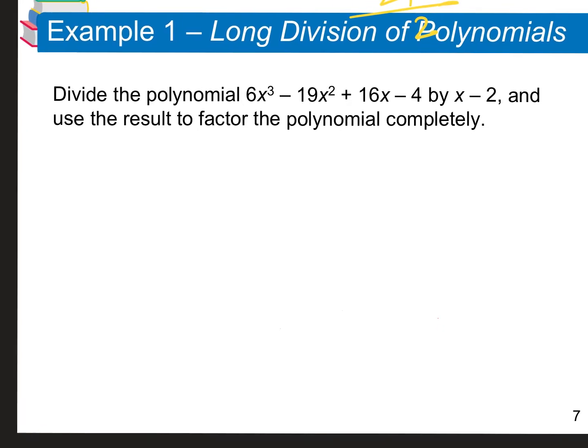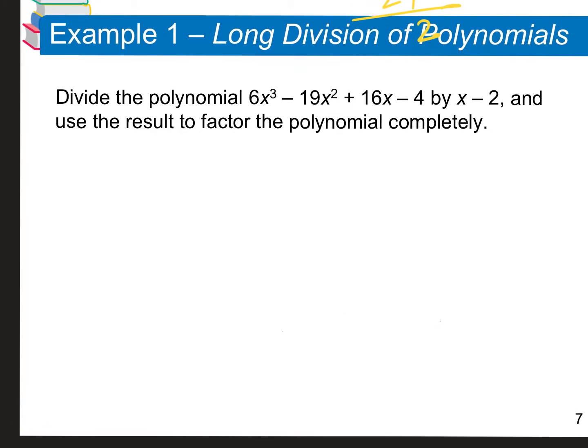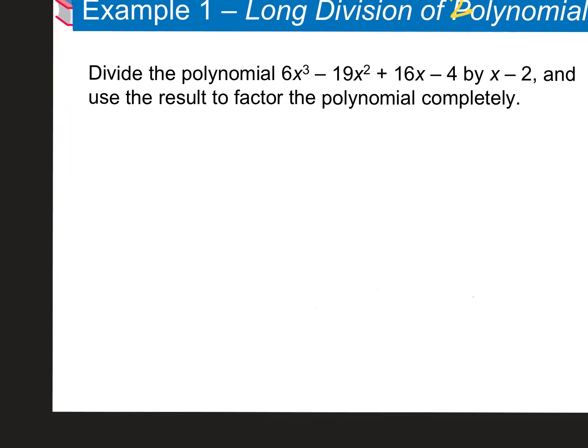So this says divide the polynomial 6x cubed minus 19x squared plus 16x minus 4 by x minus 2. Everybody see that? Okay, so let's set this up. We're going to do this together. We're going to do a couple of them, and then you guys are going to say, okay, this isn't that bad. A period did a really good job with this today. I have 6x cubed minus 19x squared plus 16x minus 4.